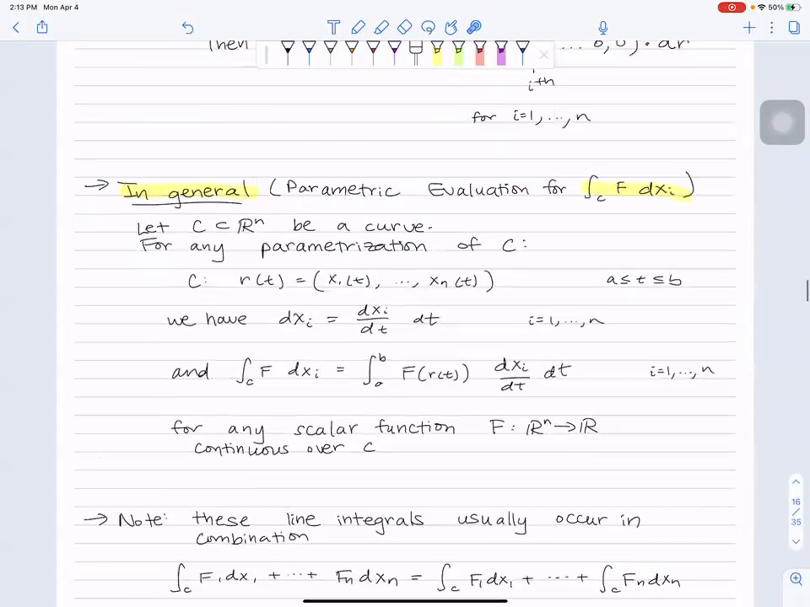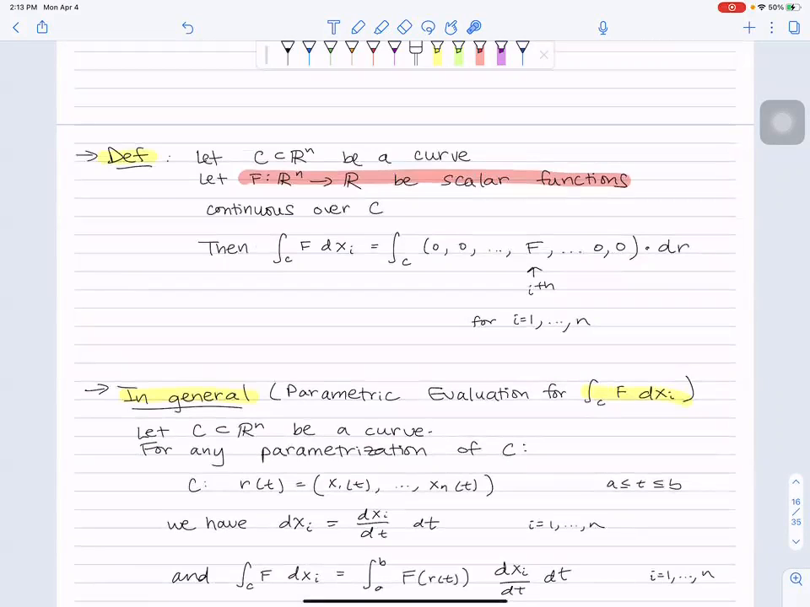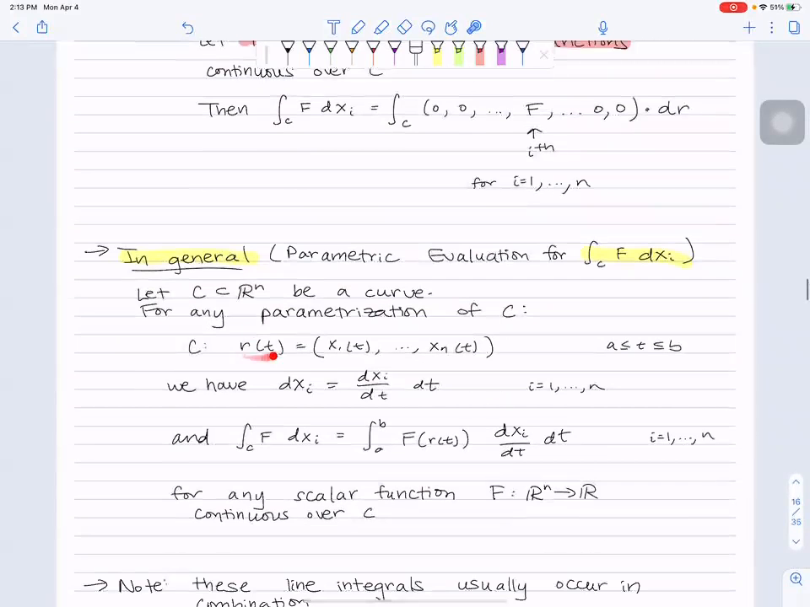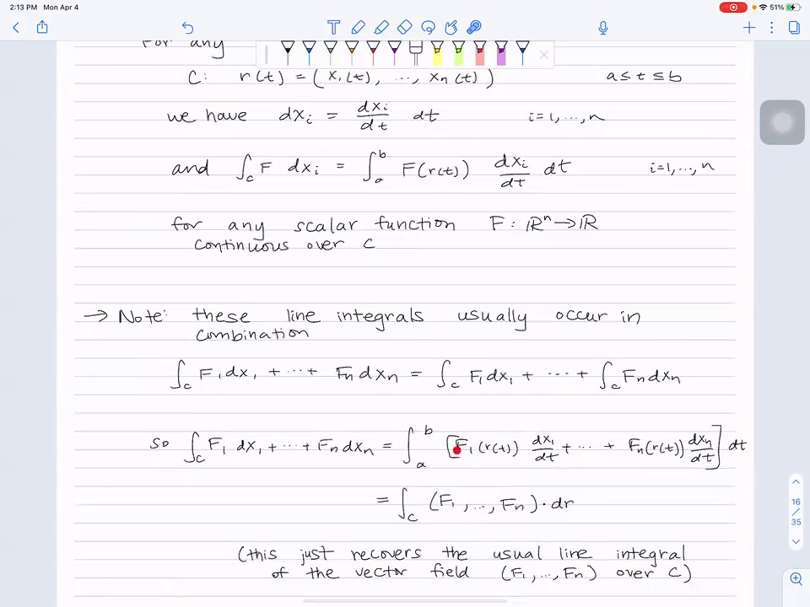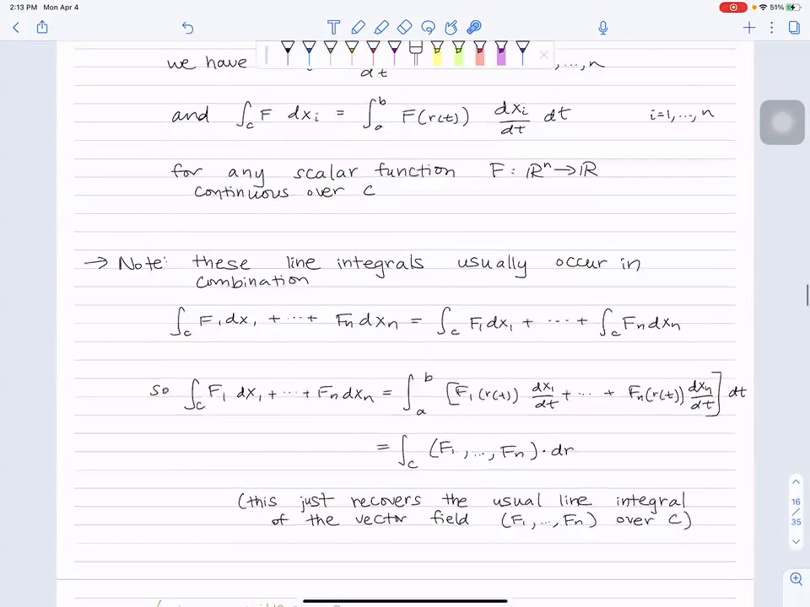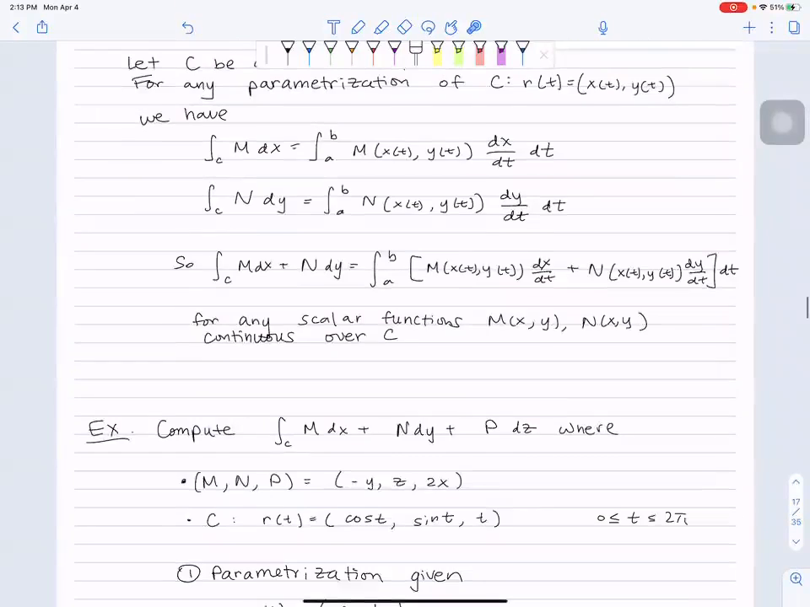So for example, if our function is a scalar function, we're still over a vector field, but we have a scalar function. Then we have our curve, we always parameterize it first, and then we plug in our definition. They usually occur with multiple dx, dy, dz, etc. But for the n equals 2 case, you have some m with your parameterization plugged in, dx, plus n with your parameterizations plugged in times dy. So let me give an example.